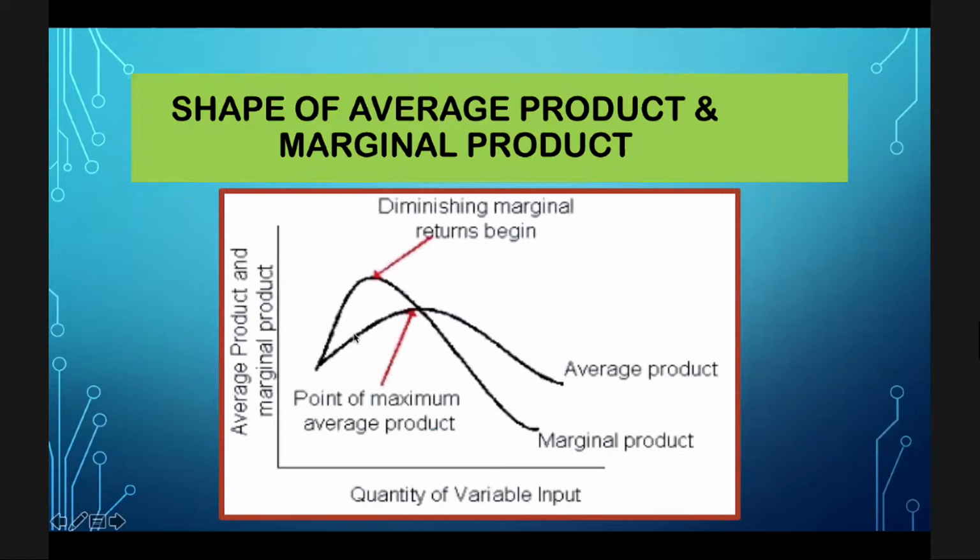This is the marginal and average product curve. Marginal product first rises, becomes a maximum, then starts falling, goes down, and it can further go down, becomes 0 and negative. Average product increases, reaches a maximum, and then falls. There is a relationship between average and marginal product, which is very, very important and also very, very interesting.